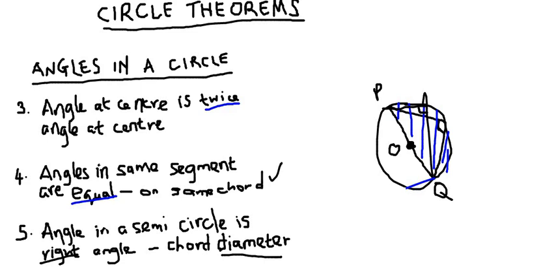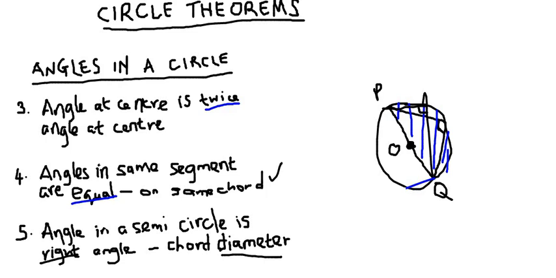Welcome to our lesson on circle theorems. We are going to continue a little bit to look at theorems number 6 and 7 in this particular lesson. Theorem number 6 and 7 are based on the cyclic quadrilateral.